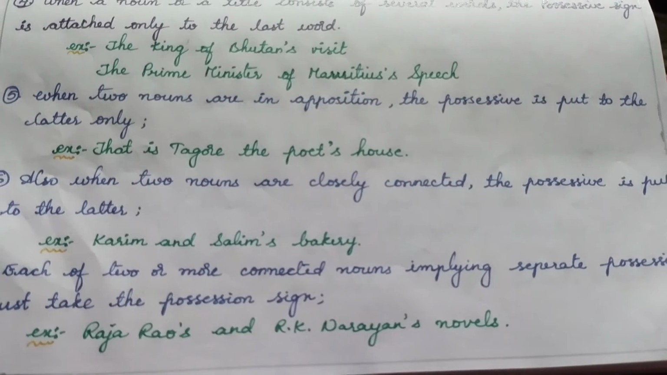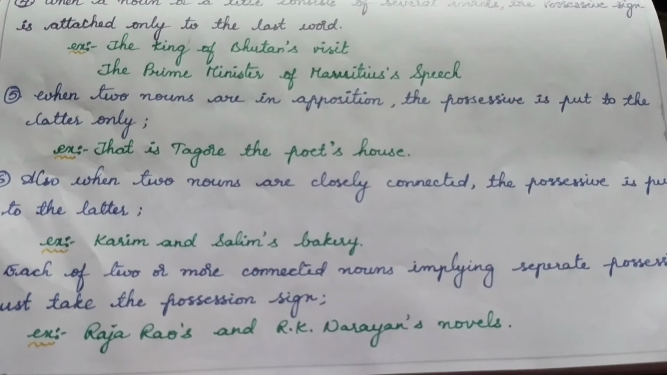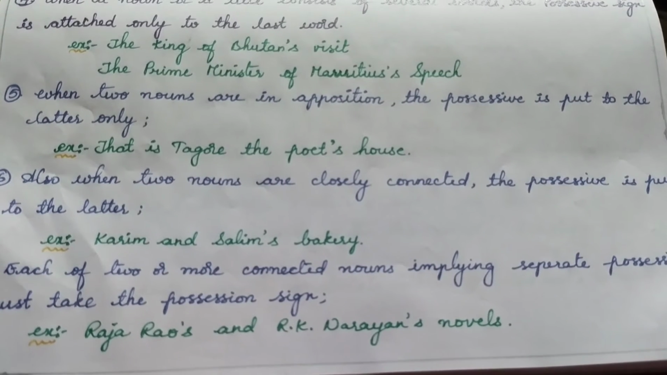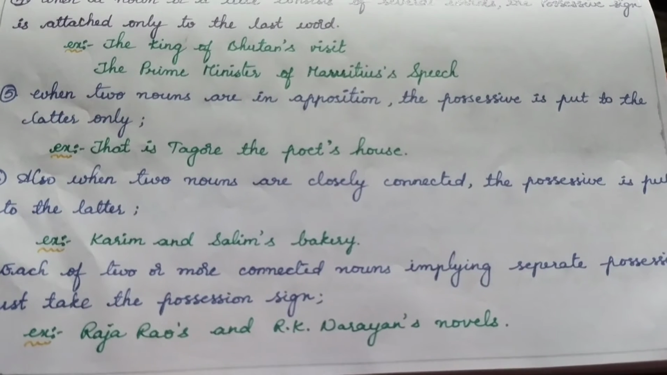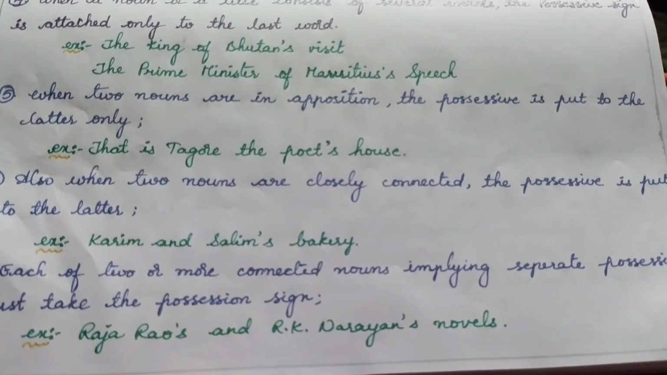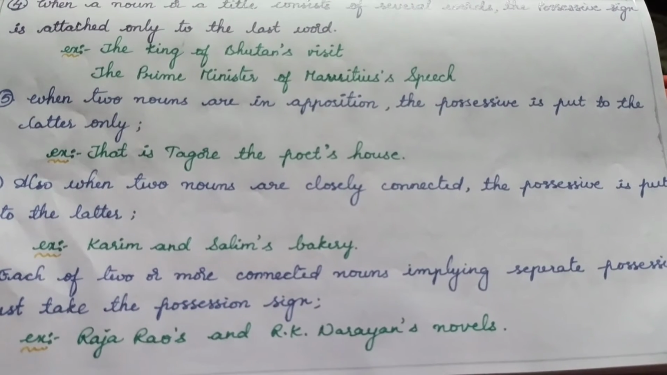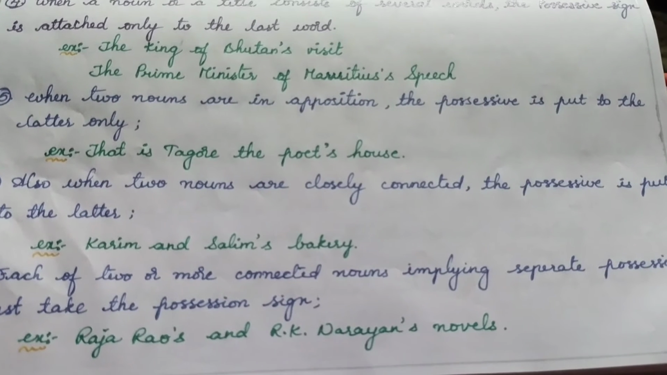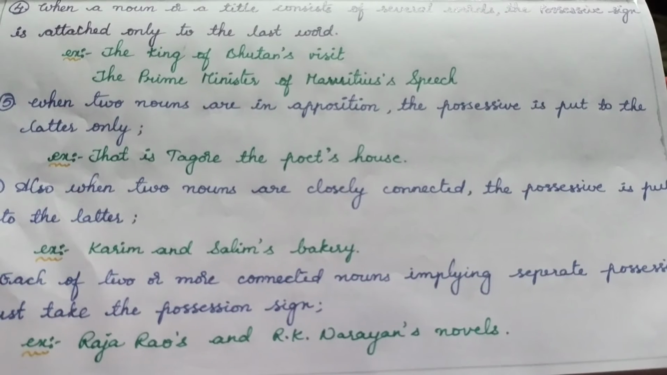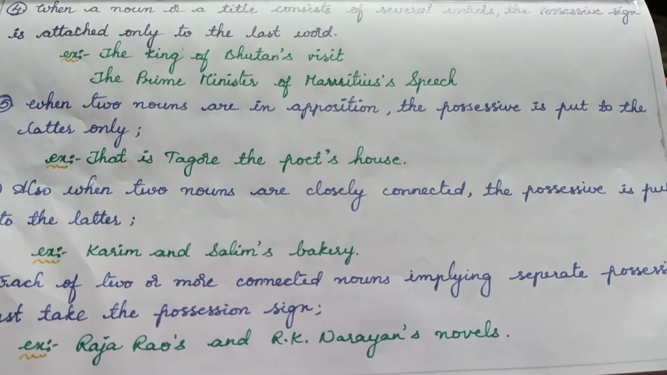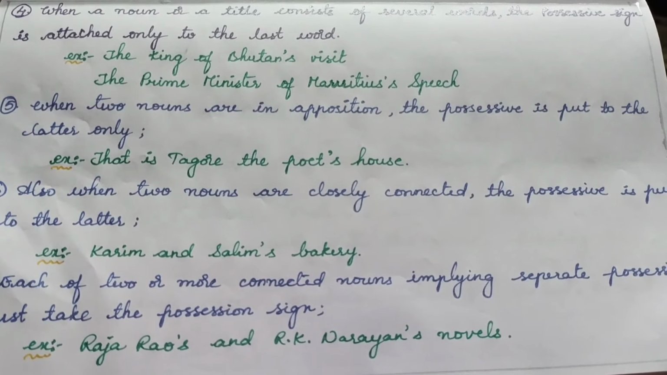For instance, the King of Bhutan's visit. So king is one noun, Bhutan is one noun. Which is the very last word? For that word we need to give the possessive. So the King of Bhutan's visit. The Prime Minister of Mauritius' speech.